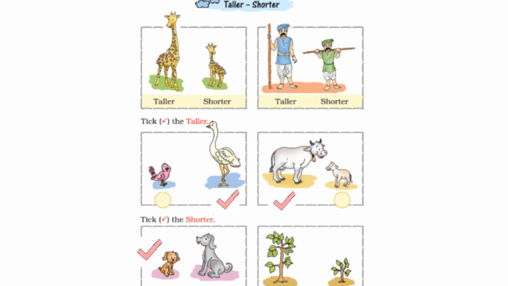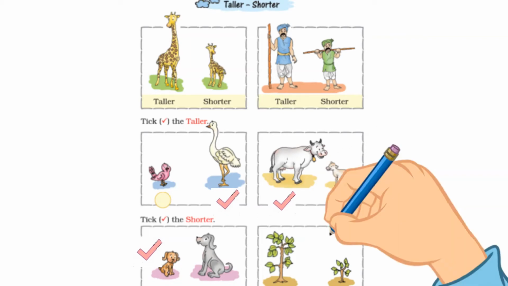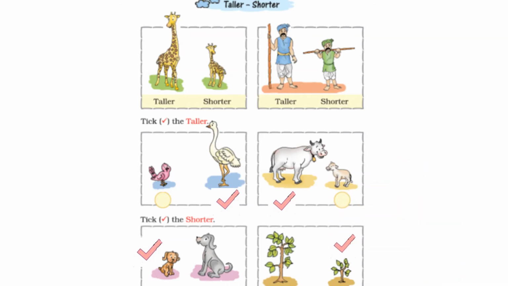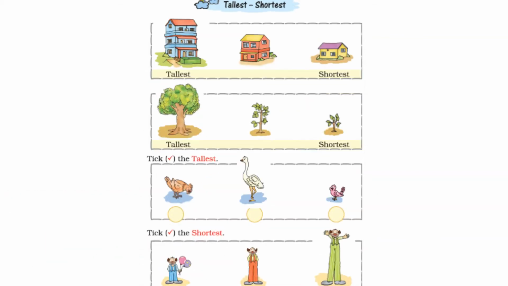Two bushes. One is a tiny plant and one is a small bush. So which is shorter? The tiny small plant is shorter. The right one is shorter. Right. Cool. Next. Tallest, shortest.